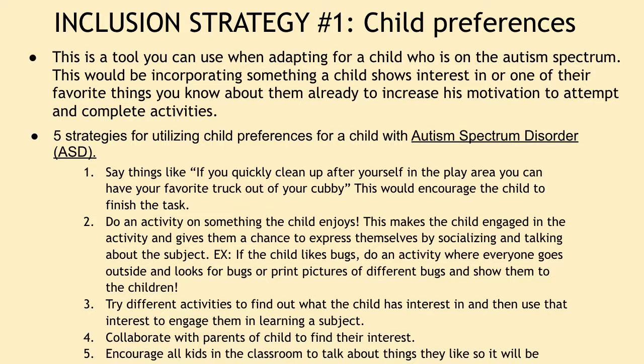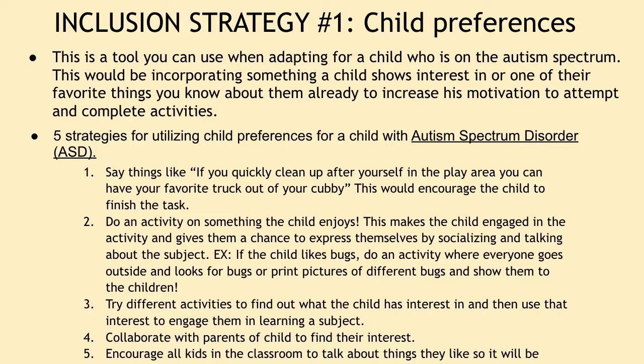Another one is try different activities to find out what the child has interest in and then use that interest to engage them in learning in a subject. So if you don't already know what their interest is, you could figure it out by trying different activities. Right? And the fourth one would be collaborating with parents of the child to find out their interests.